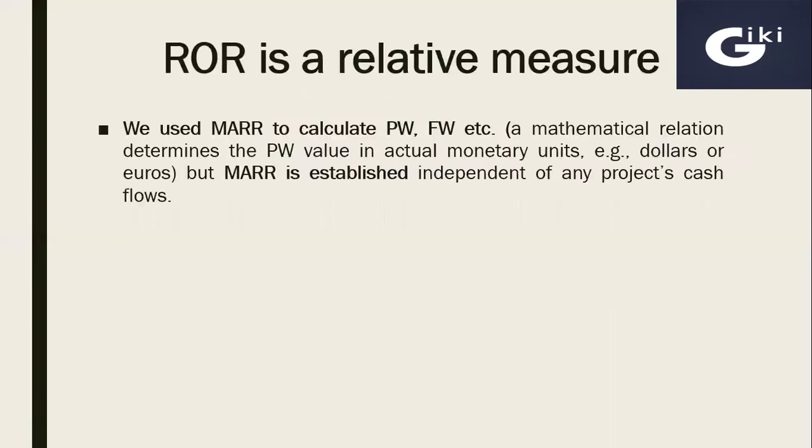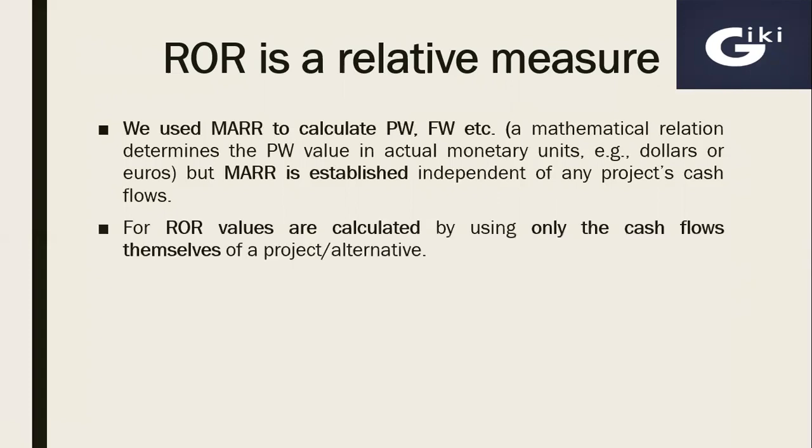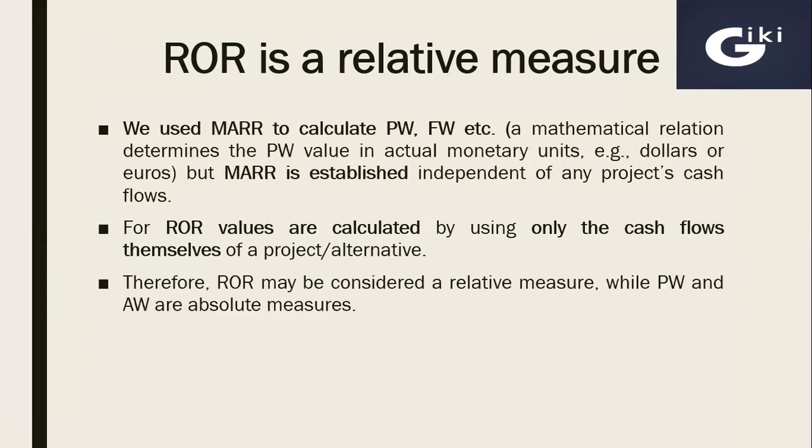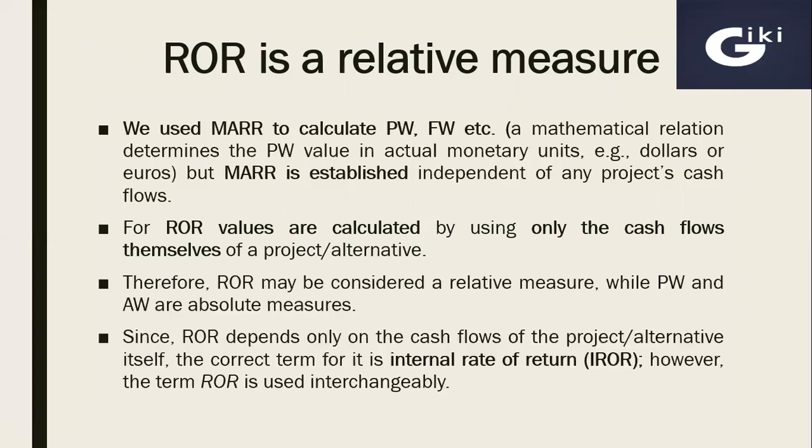Then, ROR is a relative measure. On the other hand, present worth, future worth, and annual worth are absolute measures because they give us final values in terms of dollars or euros or any other currencies. ROR, on the other hand, is calculated on the basis of cash flows of the project itself. That's why this is a relative measure.